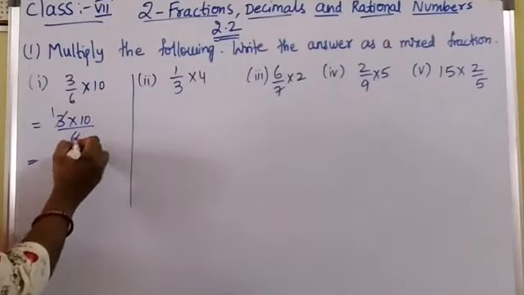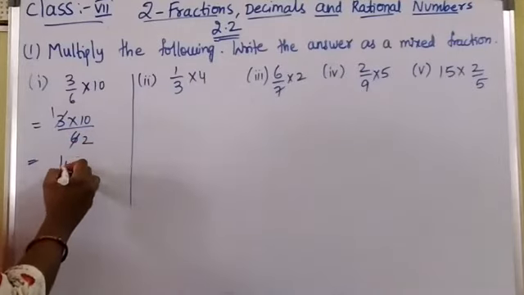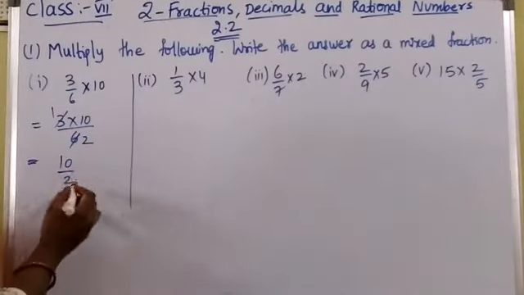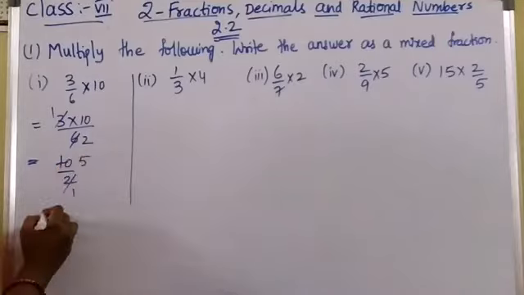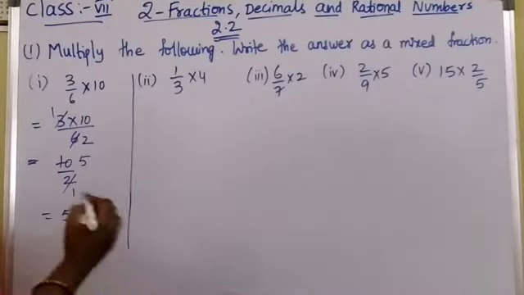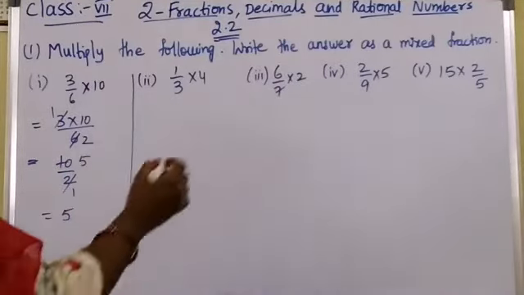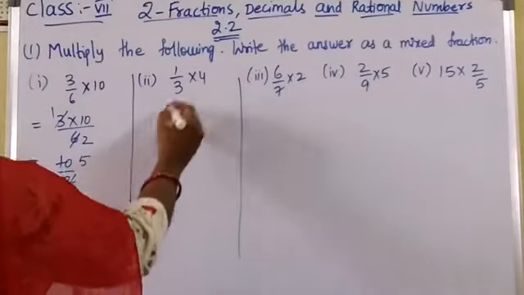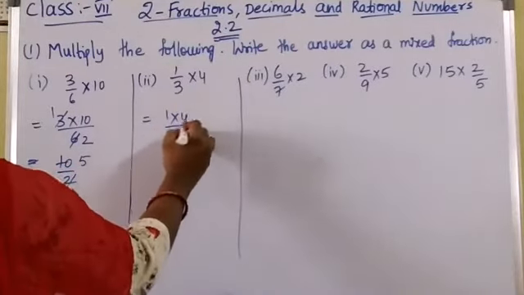3 1s are 3, 2 3s are 6. So you got how much? 10 by 2. Again cancellation is possible, 2 1s are 2, 2 5s are 10. So what is the answer? 5 is the answer. Coming to next, here 1 by 3 into 4, that is 1 into 4 by 3.